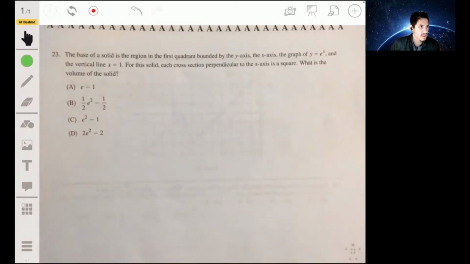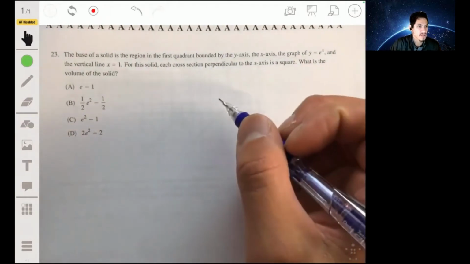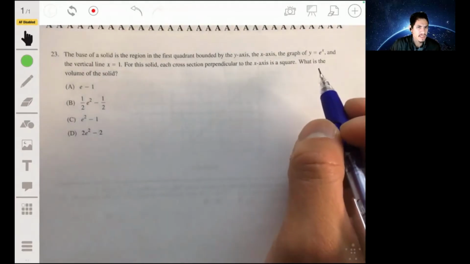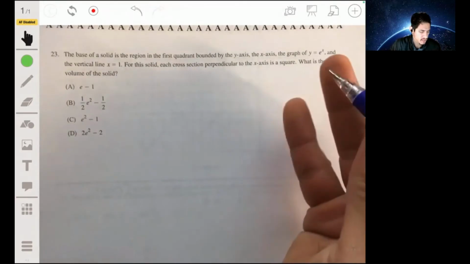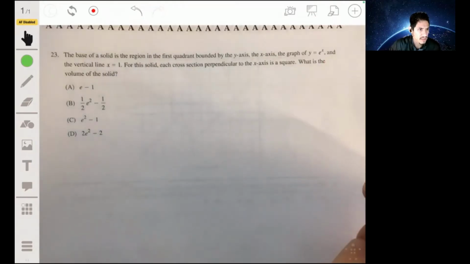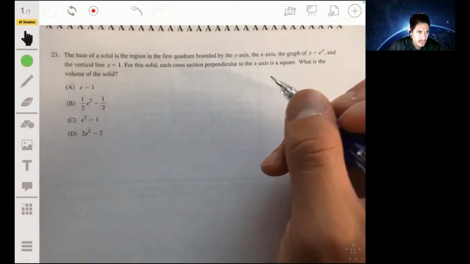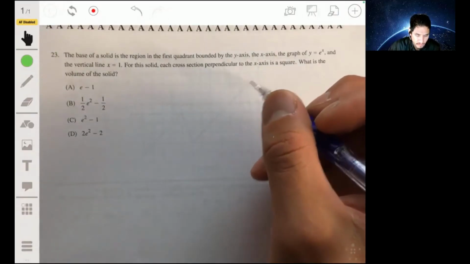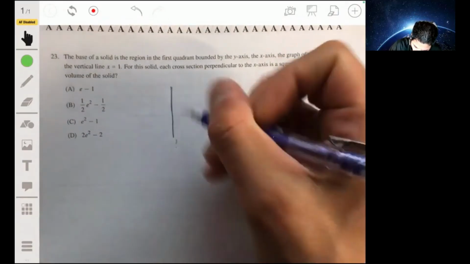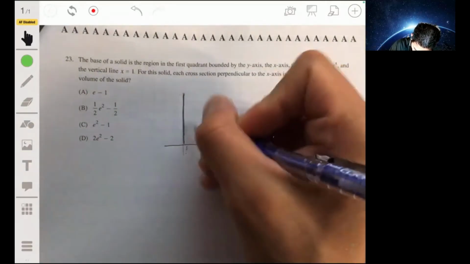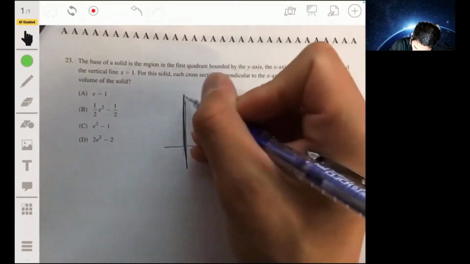23. The base of a solid is the region in the first quadrant bounded by the y-axis, the x-axis, the graph of y equals e to the x, and the vertical line x equals 1. For this solid, each cross-section perpendicular to the x-axis is square. What's the volume of the solid? Okay, so let's draw a sketch of what this would look like. Whoa. If I can get my pencil to work.